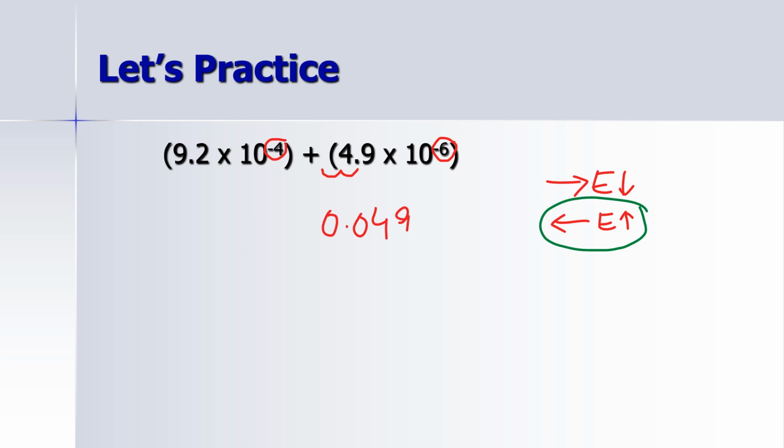It becomes 0.049 times 10 to the power of -4. Now we can just go ahead and do our addition. So 9.2 plus 0.049 gives us 9.249. And then because now we have the same exponent, that's what our answer will carry, times 10 to the power of -4.